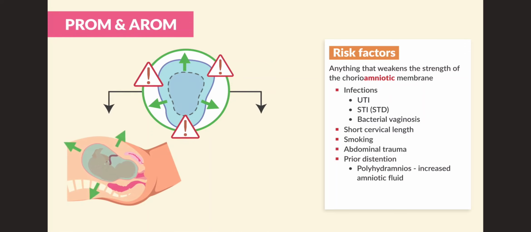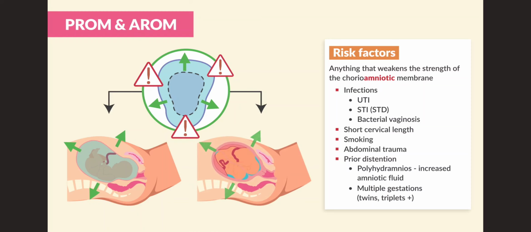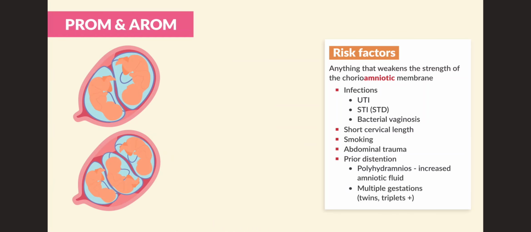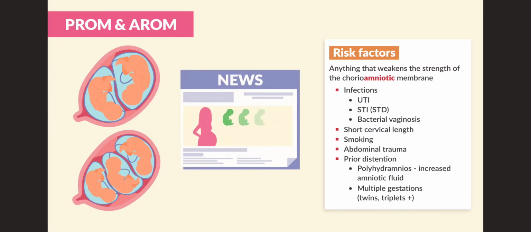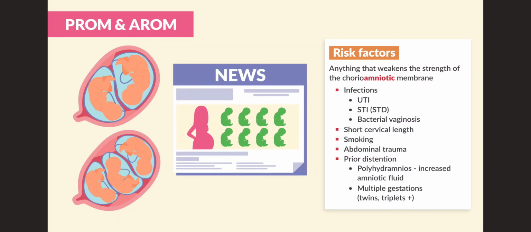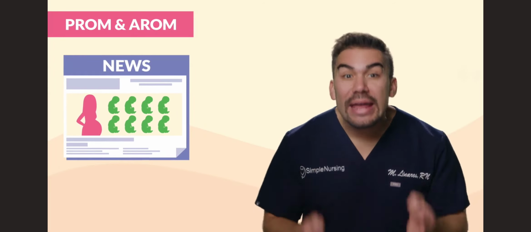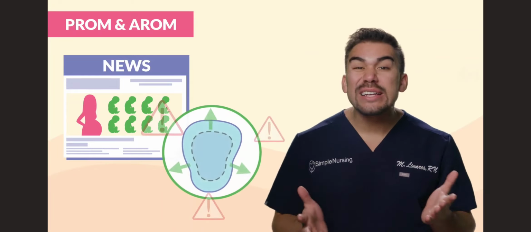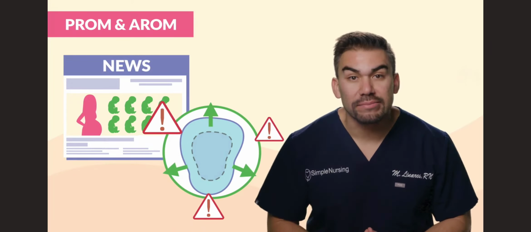These include polyhydramnios, that increased amniotic fluid, and multiple gestation, where the mom has twins or triplets, and even more. Basically a pregnancy with more than one baby at one time. Remember Octomom, who was in the news a while back? Now she was carrying 8 babies here. Talk about a lot of distension on the amniotic membrane.